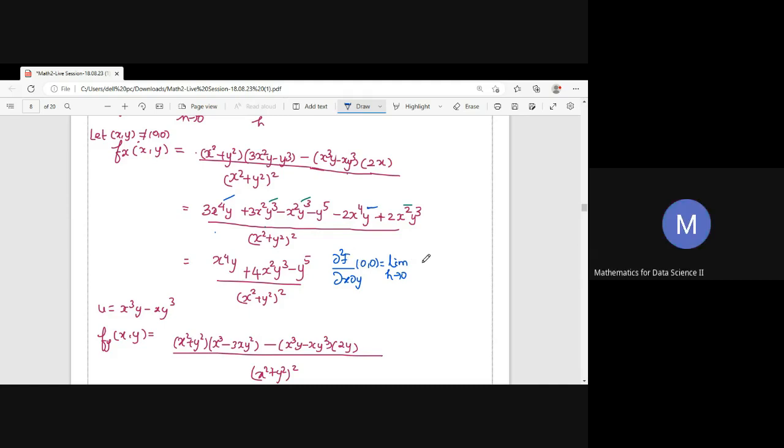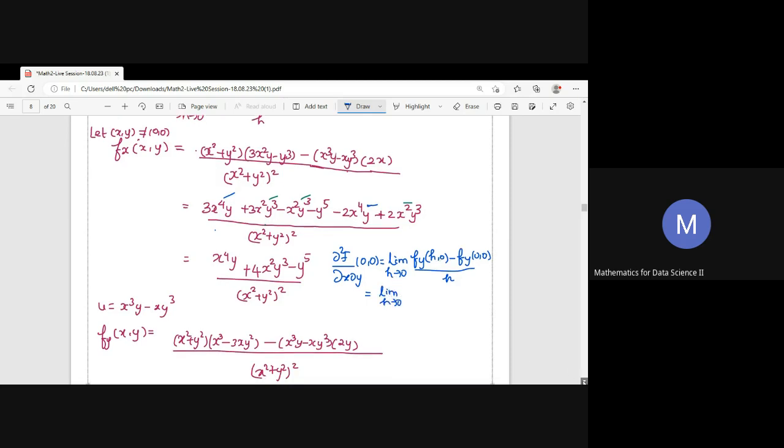What is fy? Fy, right? And which point are we considering here with respect to x? So x means (h, 0), the whole divided by h. Okay, and now limit h goes to 0.